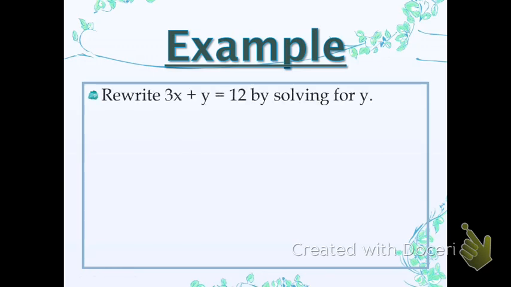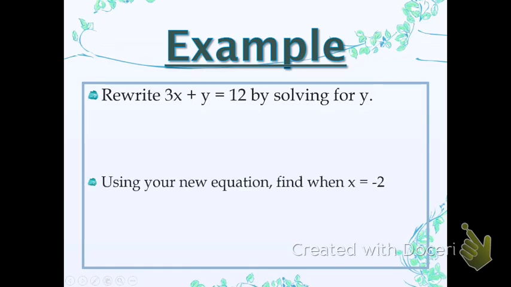Another way that I can ask you to look at this sort of thing is to find possible solutions given just one coordinate. So here we have the equation 3x + y = 12, and ultimately I want you to find the ordered pair that would be a solution if you know that x is negative 2.